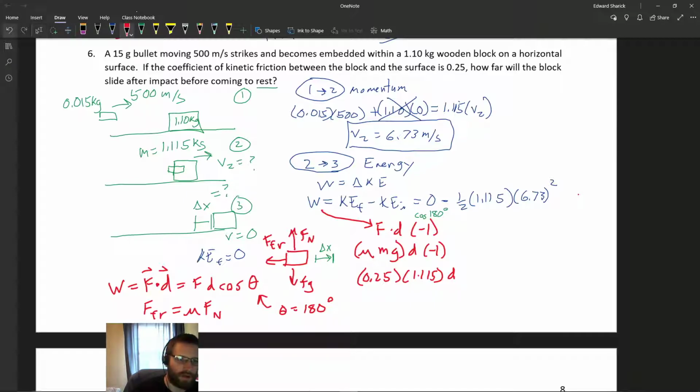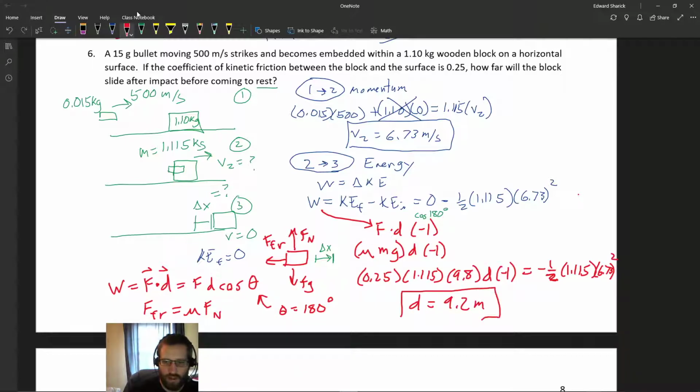And then, oops, forgot gravity. Can't forget about 9.8. Distance is unknown, and then -1, and then all of that will equal -1/2. So now I'm bringing the right-hand side of the equation back in. 1.115 times 6.73 squared. Let's bring that back down. And now we get an equation with one unknown. We can solve it. So I'll let you do the math, but working that out, you should find that the distance is 9.2 meters. That's how far this thing is going to travel, given this friction. So actually quite far.